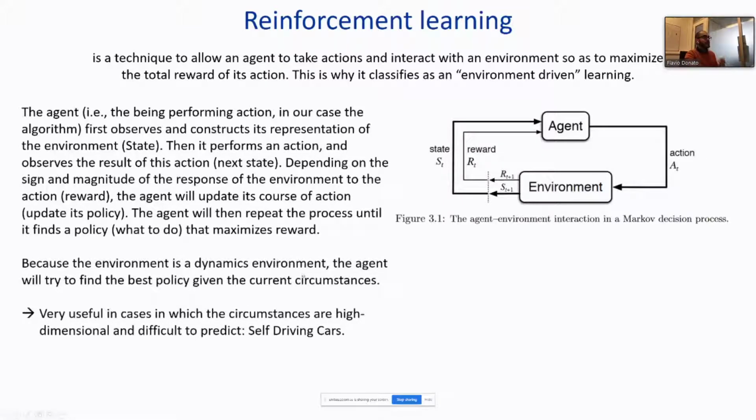Because the environment is a dynamic environment, the agent will try to follow the best policy given the current circumstances. And this is actually important because, for example, if you think about an application of reinforcement learning, such as teaching a car to drive itself, it's actually one of the most important features. The system needs to look at the environment at every moment and even change the policy that it wants to follow to arrive at the specific reward, which is not killing anyone, hopefully, and bringing us safely where we want to go.